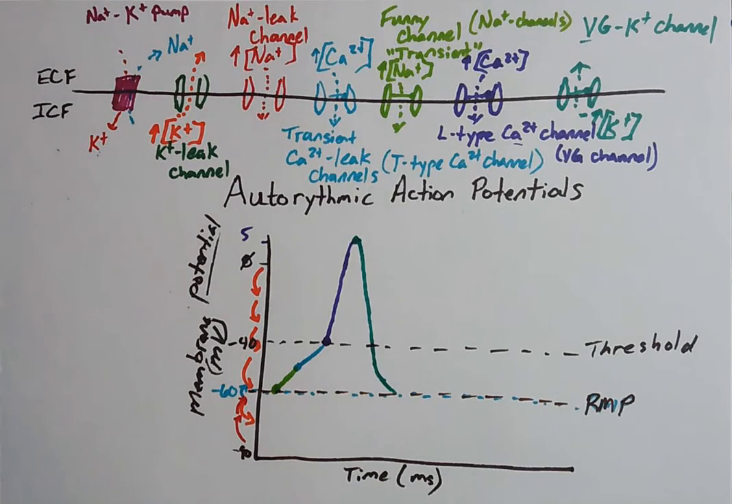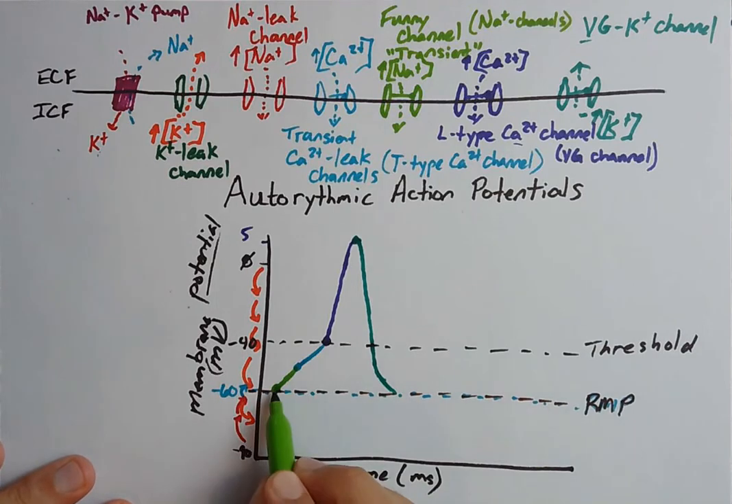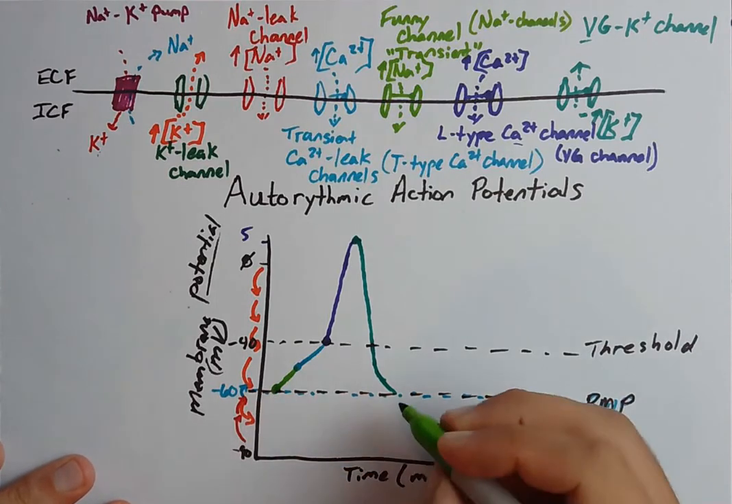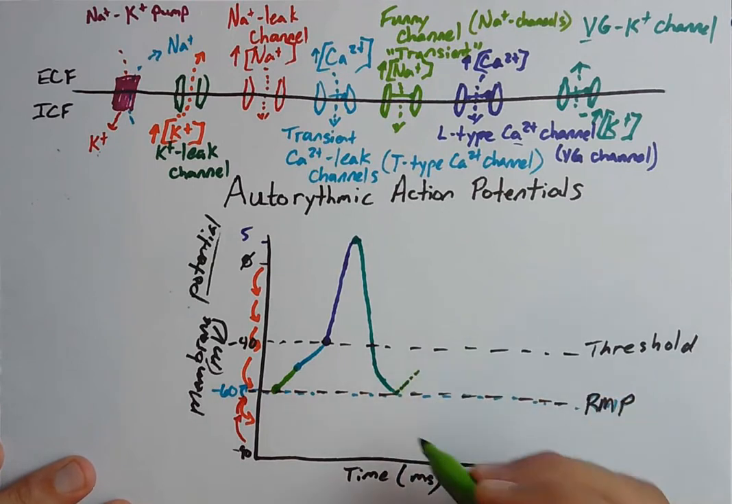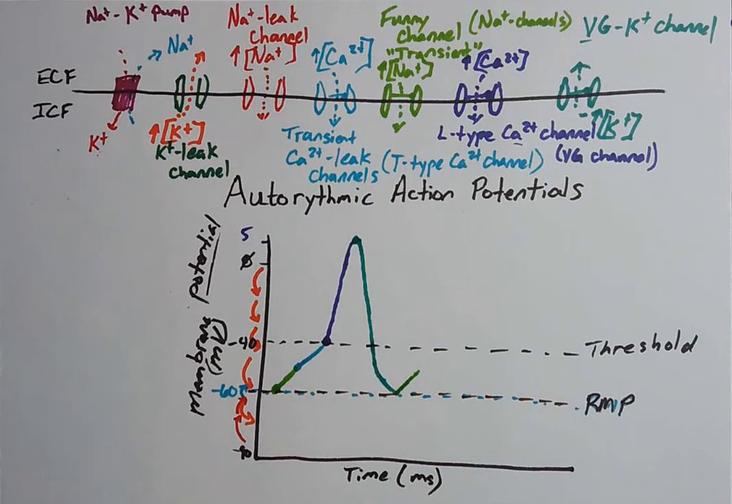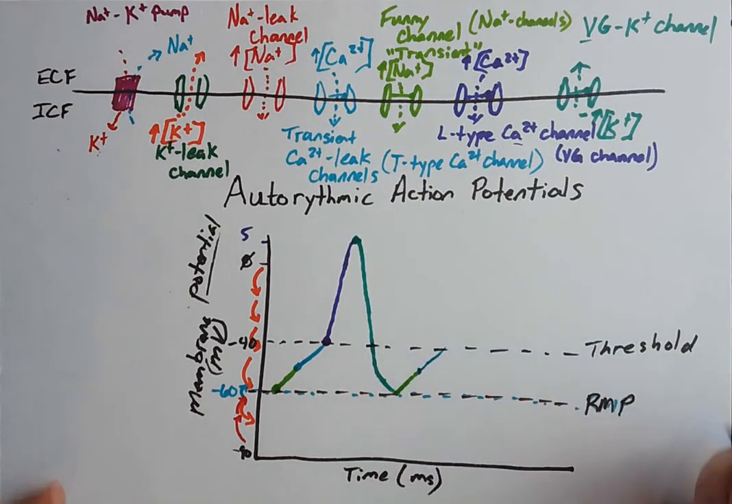But what's going to happen now? When the autorhythmic cell goes back down to resting membrane potential, the funny channels are going to open back up again. At which time, some sodium leaks into that cell. Then the funny channel closes. And once the funny channel closes, these T-type calcium channels open, so some calcium enters that cell until threshold.